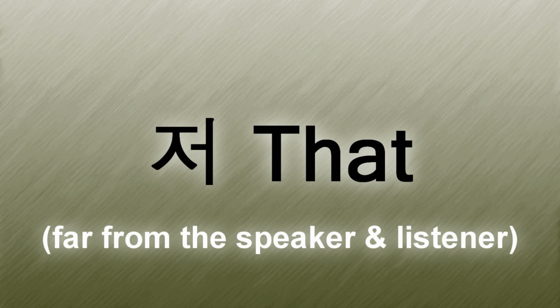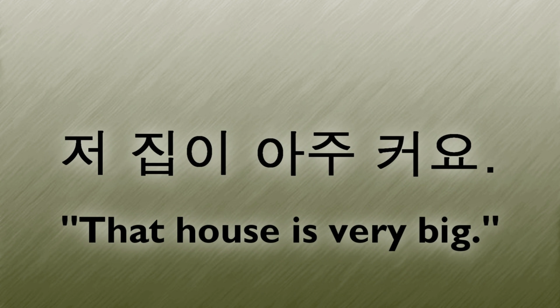저 is used when talking about something that's far from both the speaker and the listener. 저 집이 아주 커요. That house is very big. Here, 저 is used because the house the speaker is talking about is far from both the speaker and the listener. If the house were directly next to the listener, the speaker would have used 그 instead.